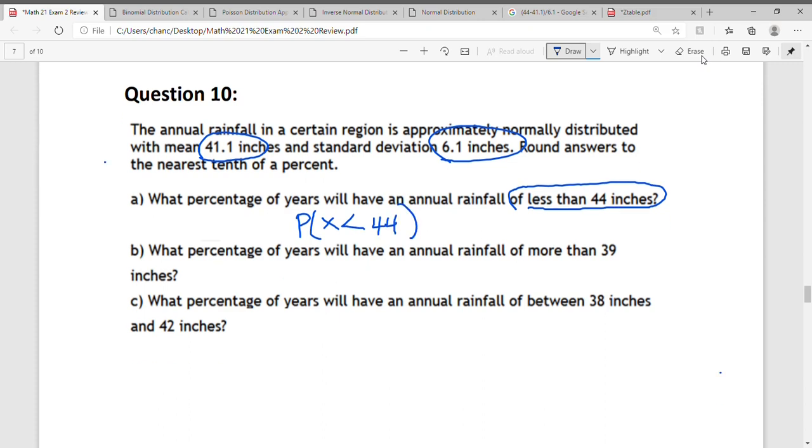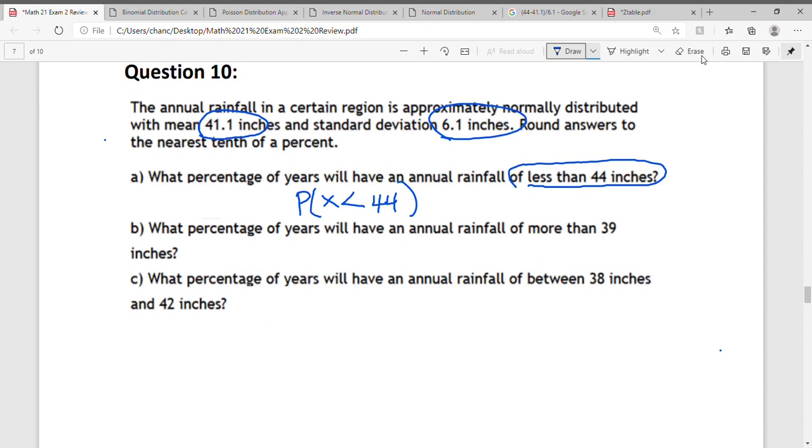Now we cannot do this unless we convert it to a z-score. Z equals X minus mu divided by sigma. In this case, X is 44 inches. The mean is 41.1 inches and the standard deviation is 6.1 inches. Let's plug those values into the formula.